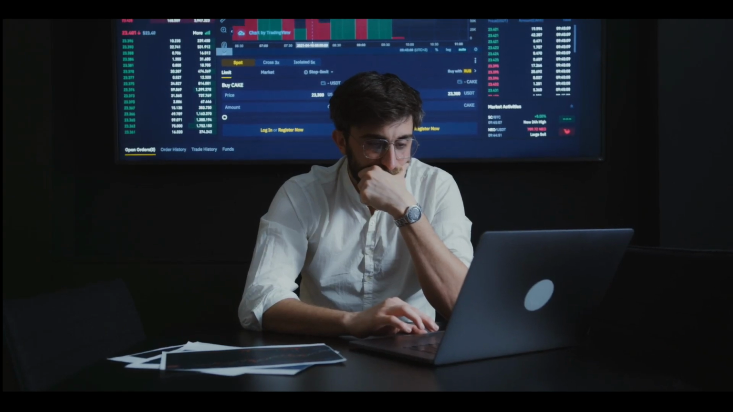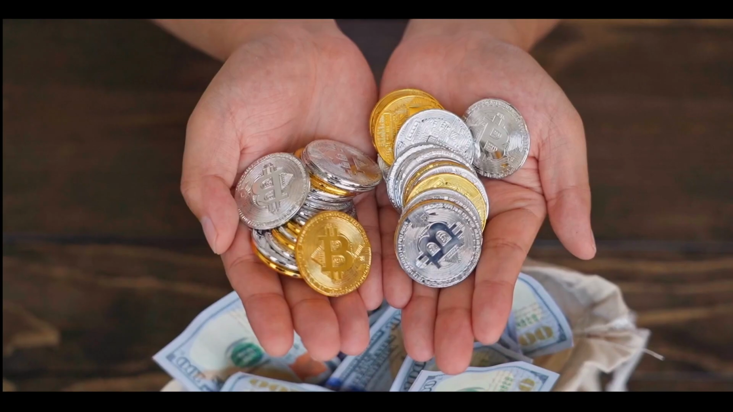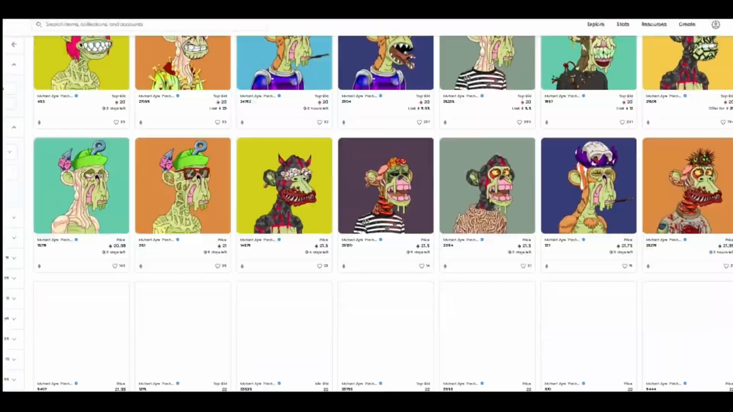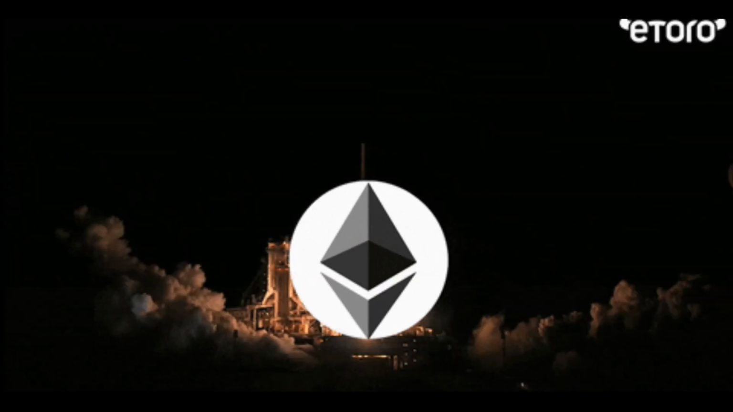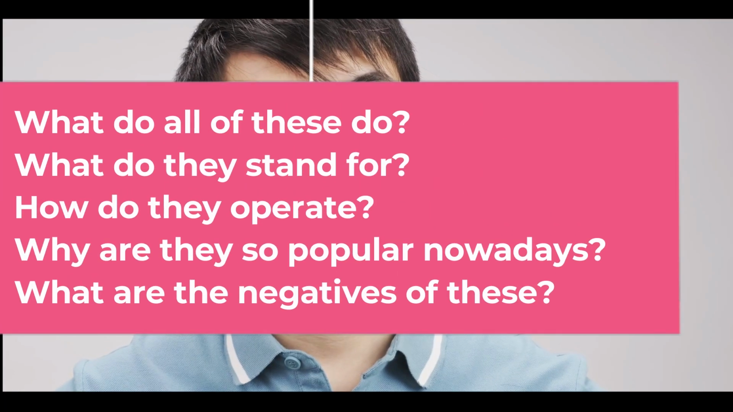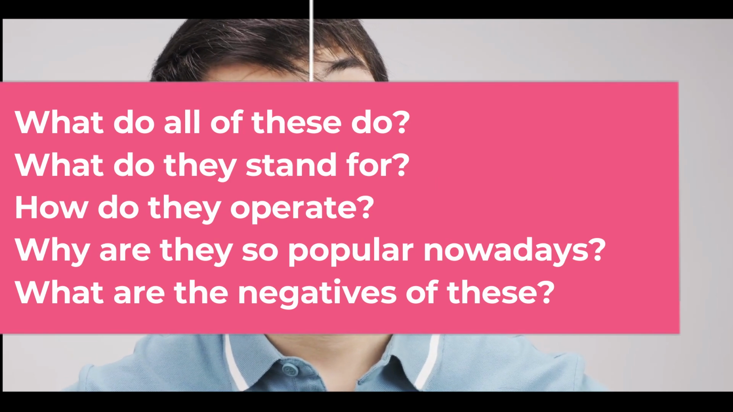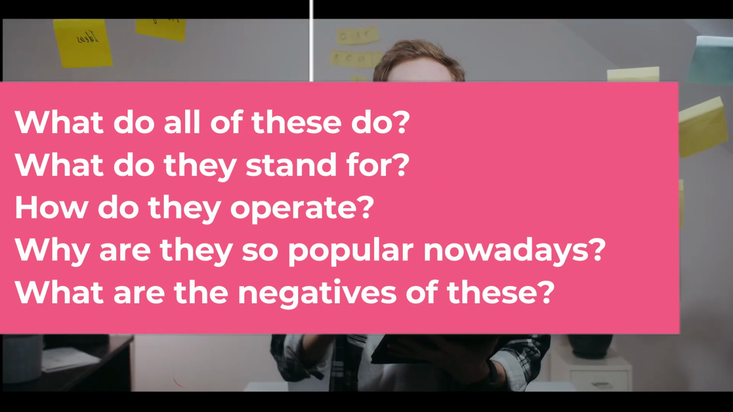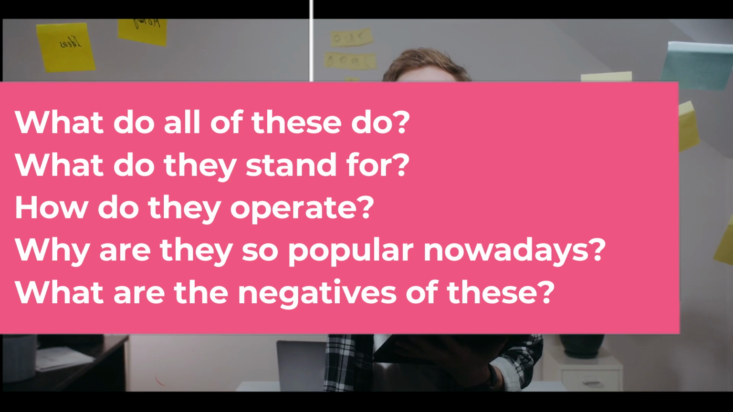Everybody is intrigued by cryptocurrencies right now, from Bitcoin, blockchain, NFTs, Dogecoin, and Ethereum. However, what do all of these do? What do they stand for? How do they operate? Why are they so popular nowadays? What are the negatives of these?